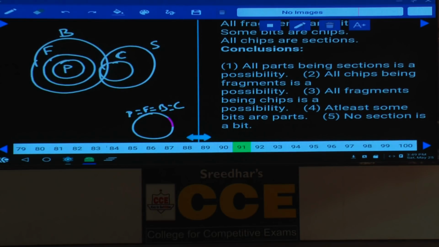That is again possible. Hence it is also true. And some bits are part. Some bits are part. True or not? Yes, it is true. Hence this is also true.